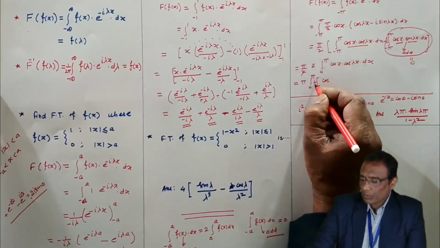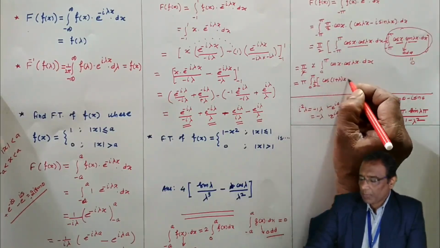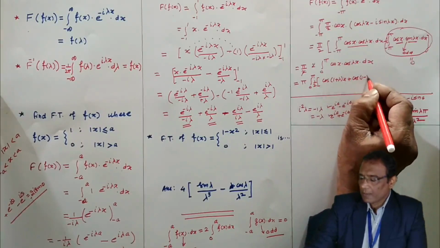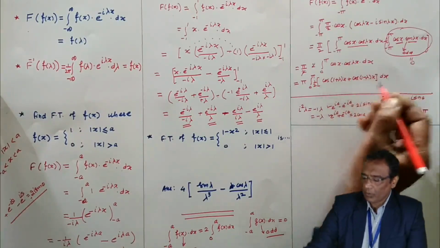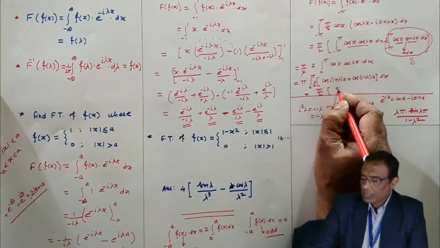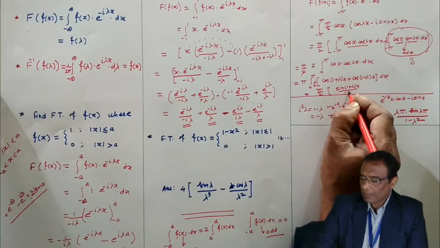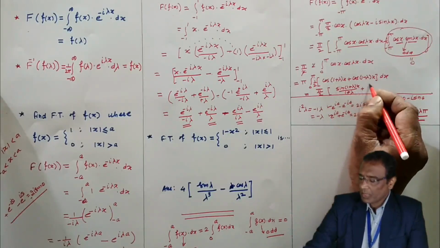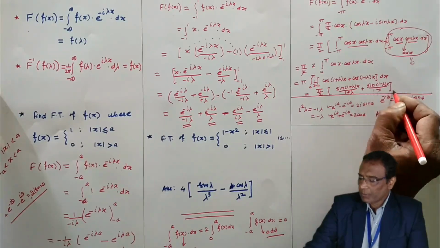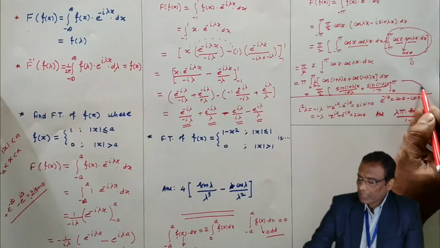What is the cos a into cos b formula? It's 1 by 2 times cos of a plus b, that is x plus lambda x, plus cos of a minus b, cos of x minus lambda x. Directly I am writing. Now, this is pi by 2, the integral of cos is sine: sin of (1 plus lambda) x by 1 plus lambda, and the integral of the other is sin of (1 minus lambda) x by 1 minus lambda. Lower limit is 0 and upper limit is pi. Now put the upper limit and lower limit, so you will get this answer.